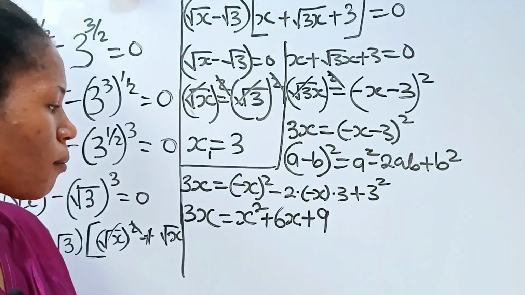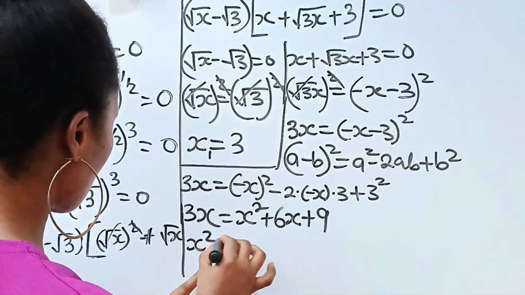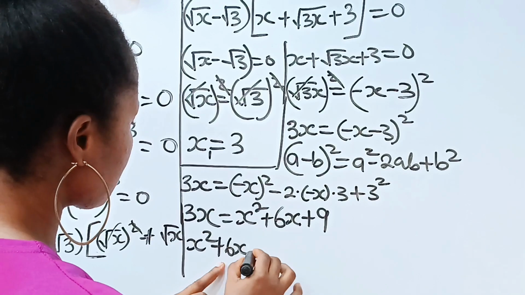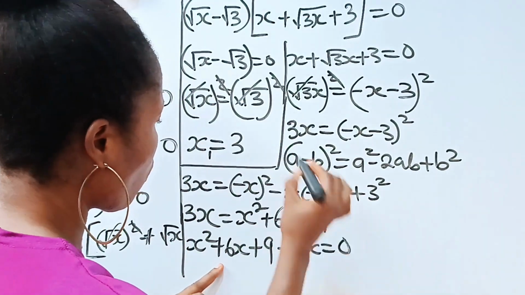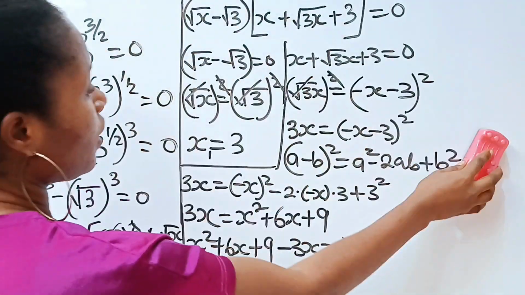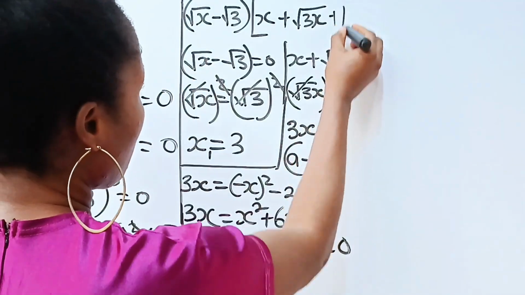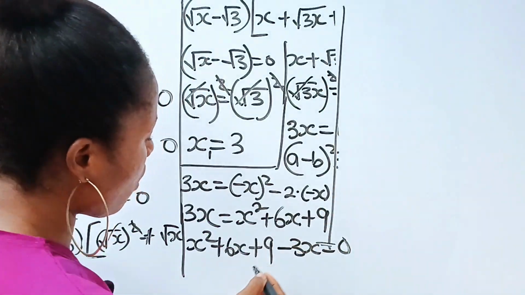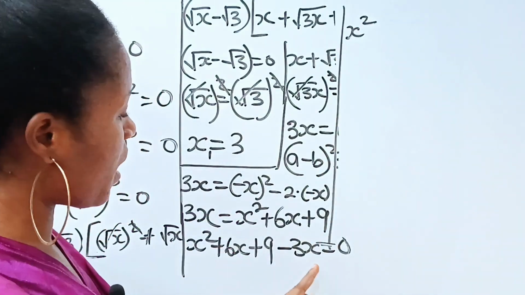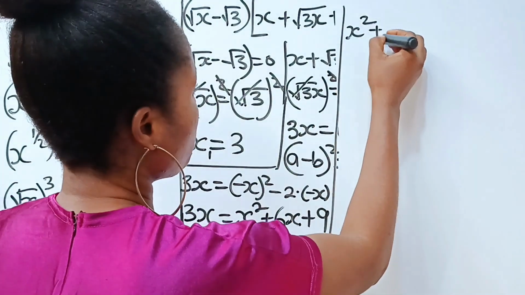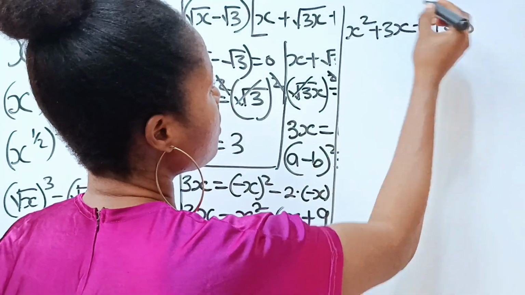Now let's collect like terms. So we can now write that x squared plus 6x plus 9. Now let's transfer this to this side: minus 3x is equal to 0. Now permit me to clean this. We don't really need it anymore. All right, so we now have that x squared. Now 6x minus 3x will give us 3x, so we have plus 3x. All right, now plus 9 is equal to 0.